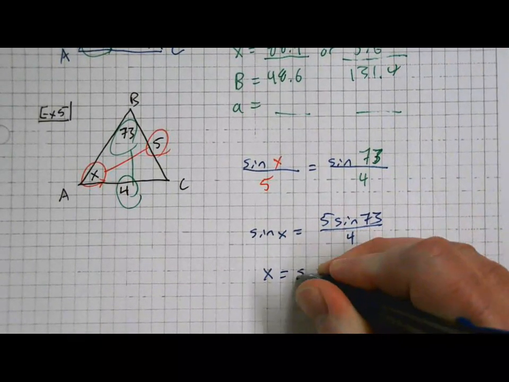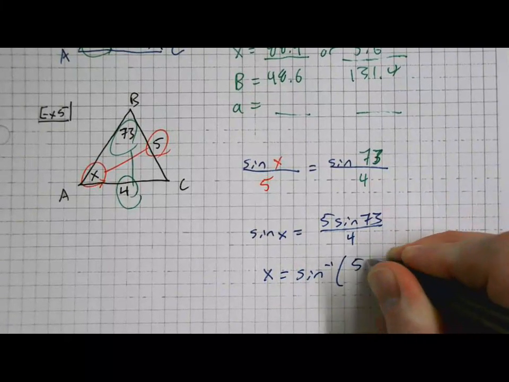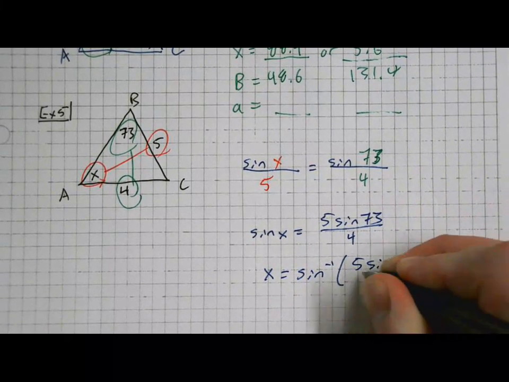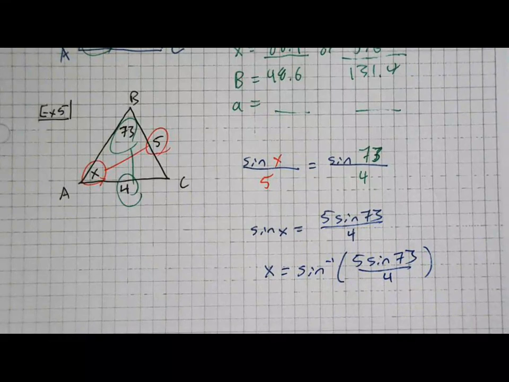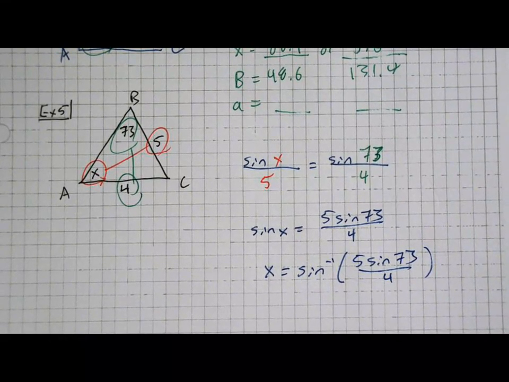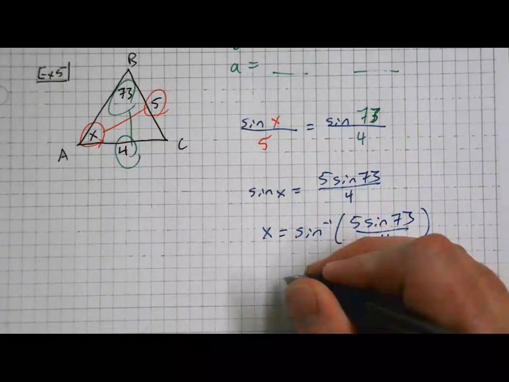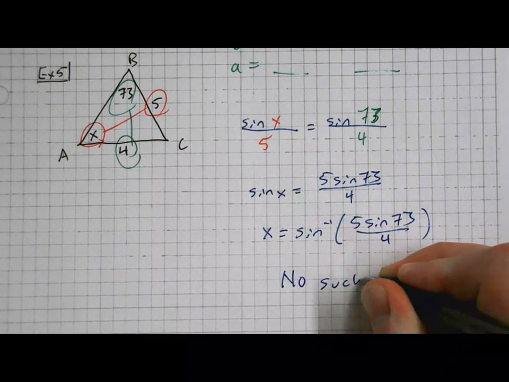X equals the inverse sine of 5 sine 73 over 4. We stick that into our calculator. We get a domain error. So our final answer is no such triangle.